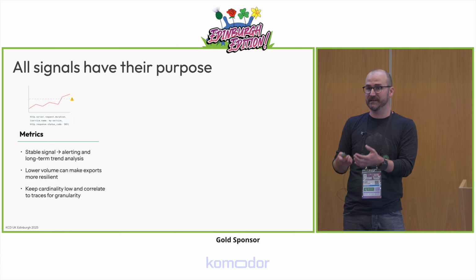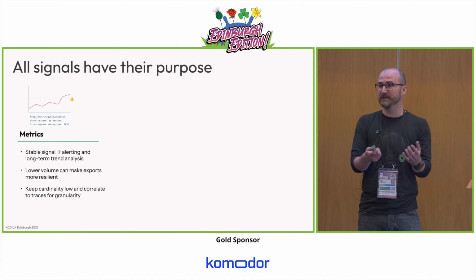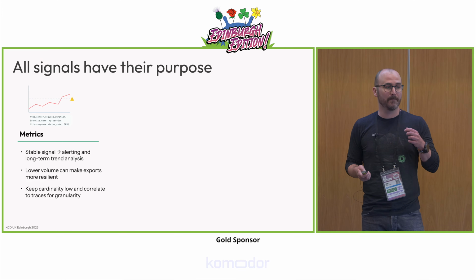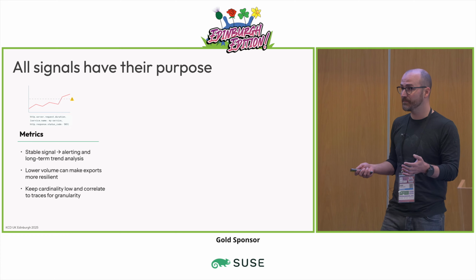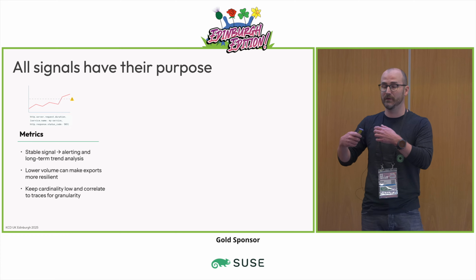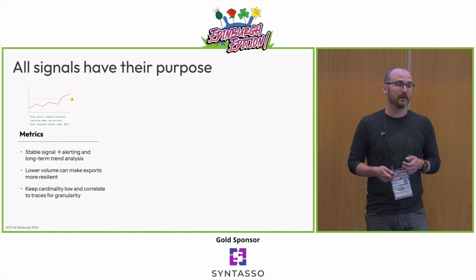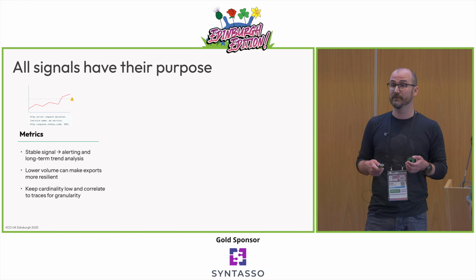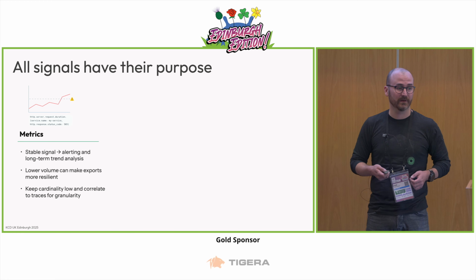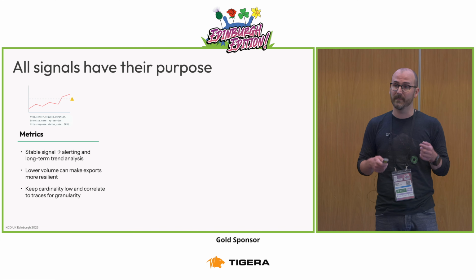That makes the metrics and the aggregation of metrics, you have different statistical aggregations that you can create from these measurements. That makes them great for alerting, because they're stable. Makes them great for long-term trend analysis. But they're not that good for debugging, for basically understanding what goes on inside a system, right? But that lower volume can make them more reliable.